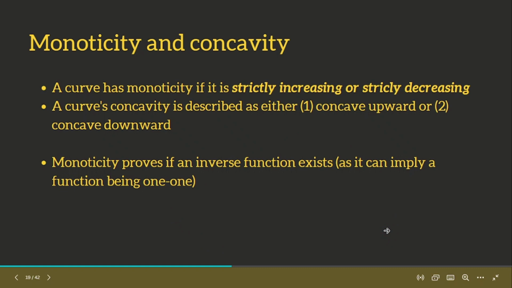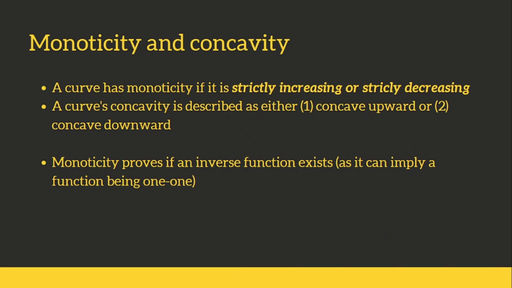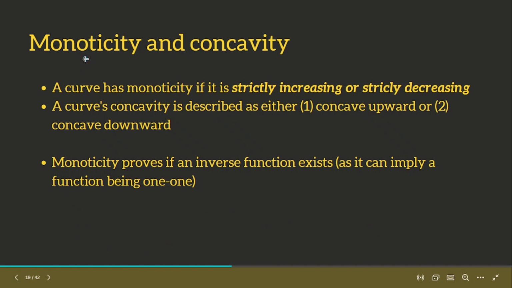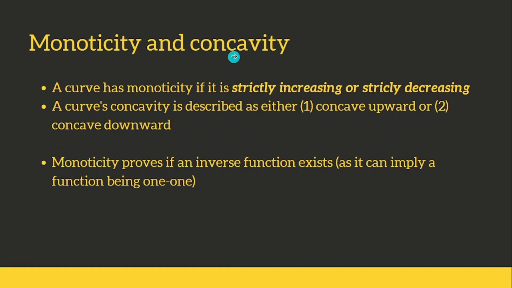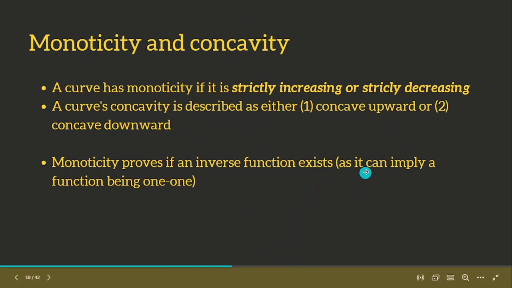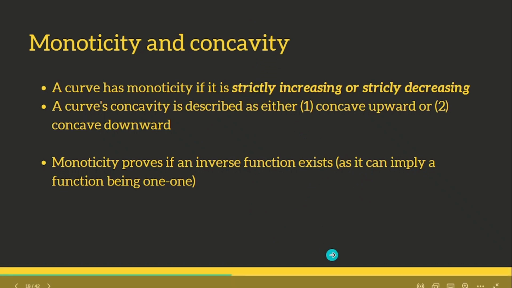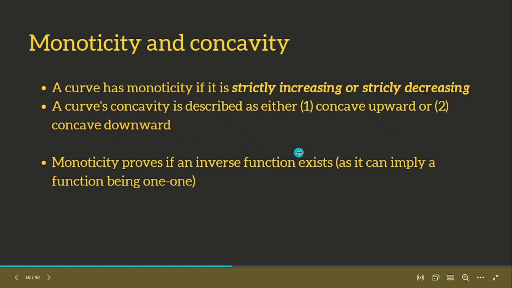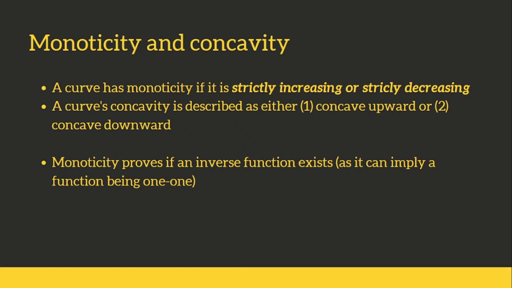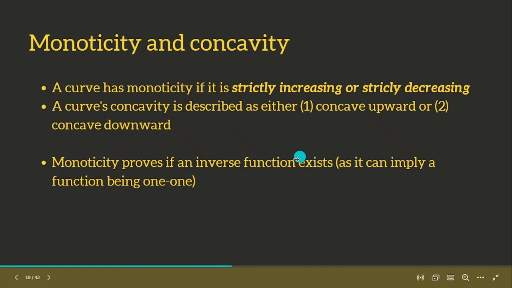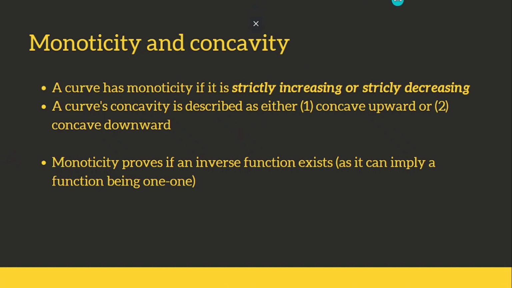Then, monotonicity can also be a way to prove if an inverse function exists, as it can imply a function being 1-1. An example of something that doesn't have monotonicity is, let's say a graph goes like this, then has a vertical asymptote here, then it goes like this. It is not strictly increasing, because as we go up here, then it goes down here, because of the asymptote in the way. So in that case, it will not have monotonicity. But a function like a straight line can have monotonicity, or like the graph of y equals e^x, it's just an exponential going upwards constantly. So those will have monotonicity.